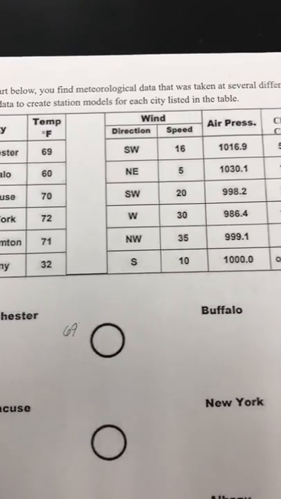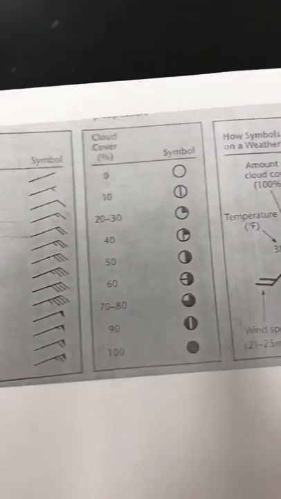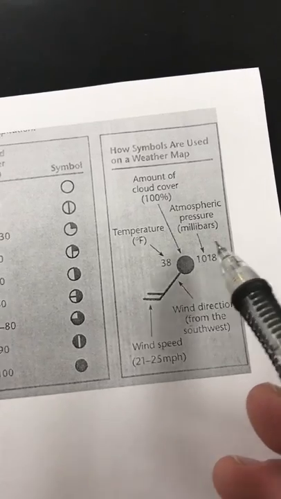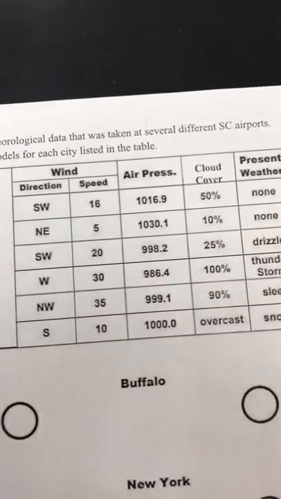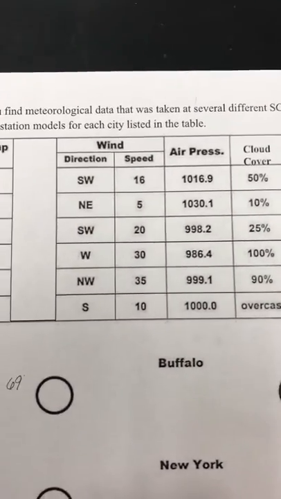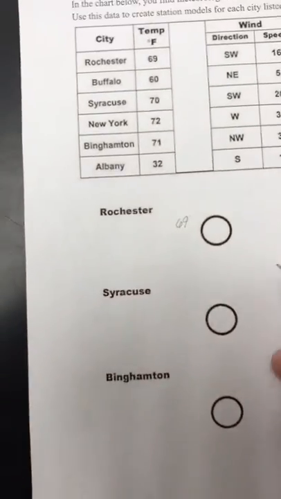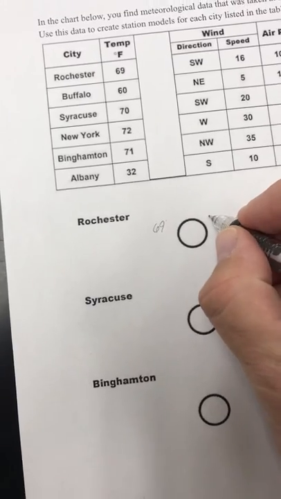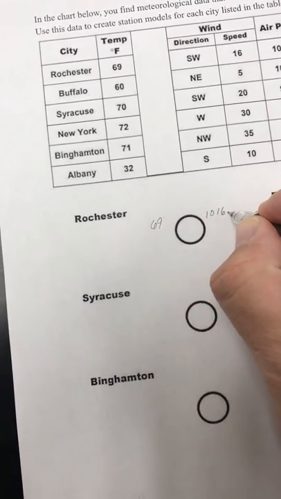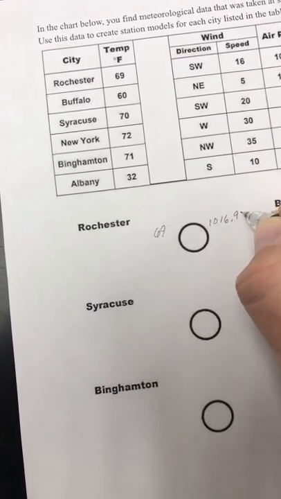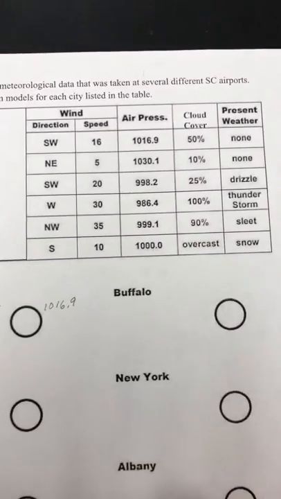Next, I like to go ahead and do the air pressure. So air pressure would be next. Air pressure is 1016.9. So 1016.9.